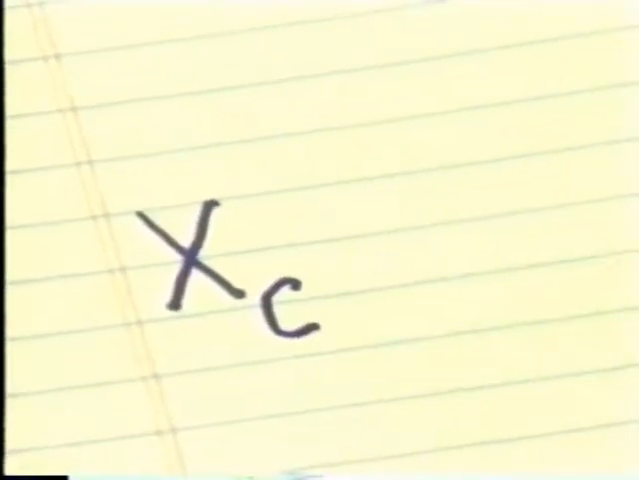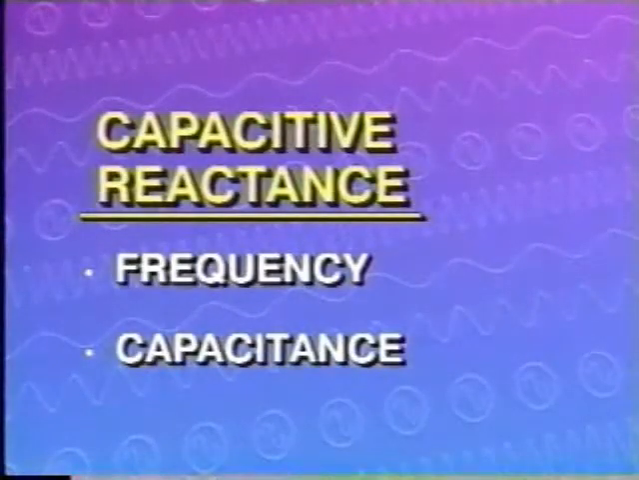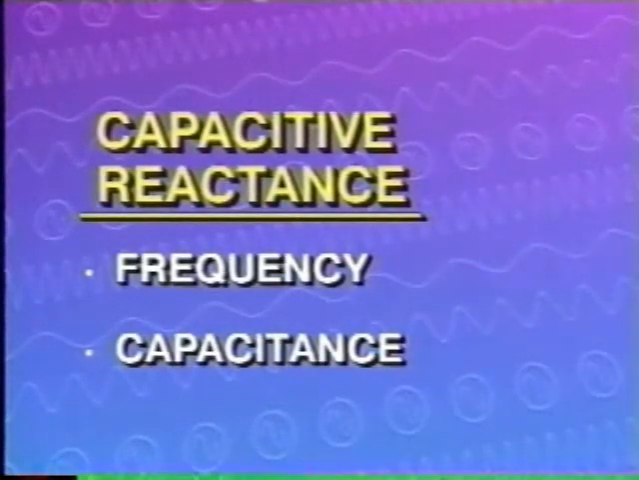Let's examine capacitive reactance first, which responds to changes in voltage. It is designated in formulas and equations as X sub C and is always specified in ohms. The 2 primary factors that determine the amount of reactance that a capacitor will have are frequency and capacitance. Let's consider frequency first.